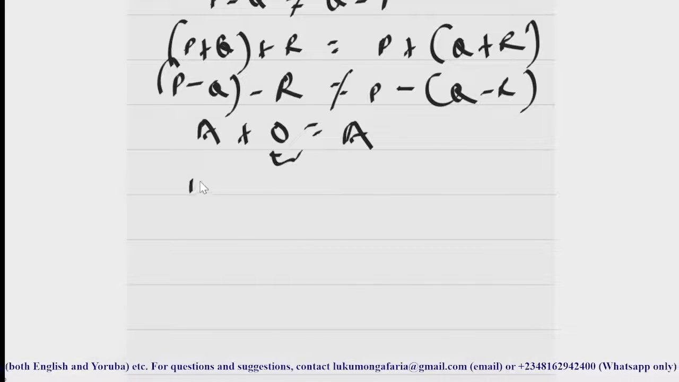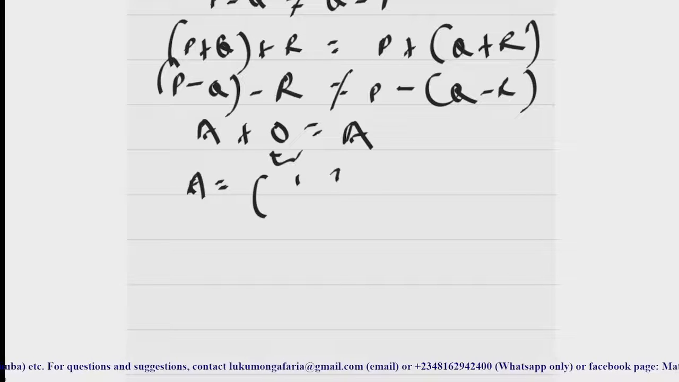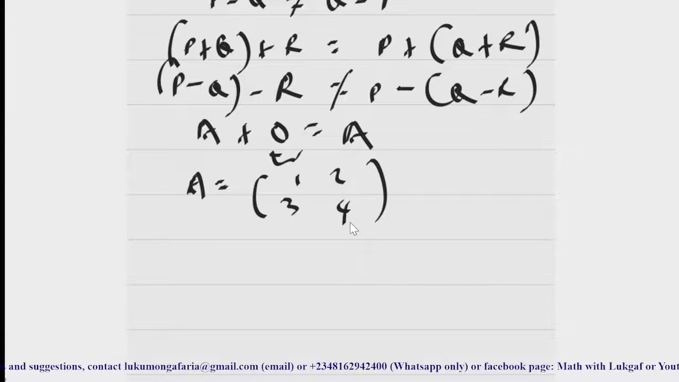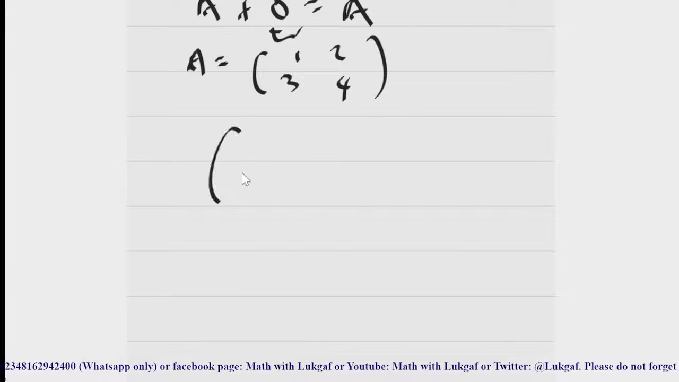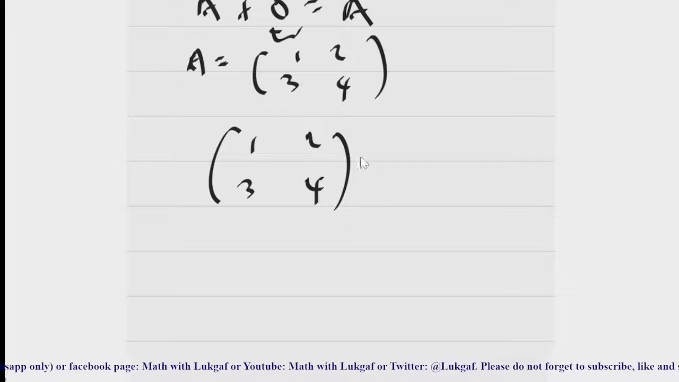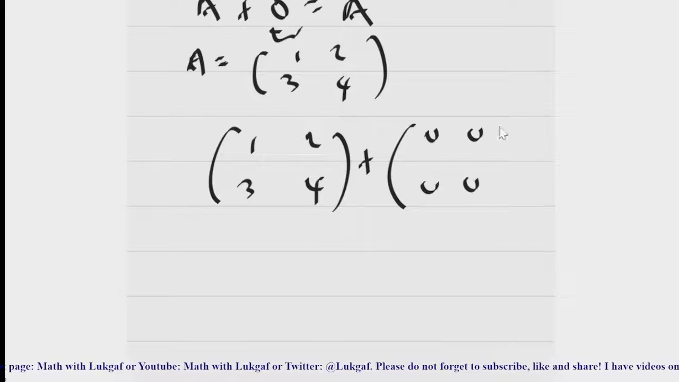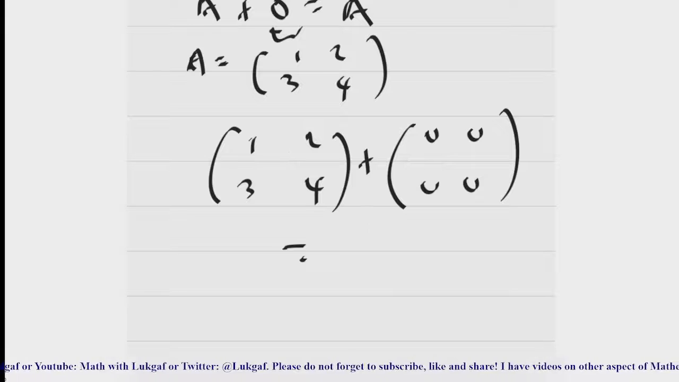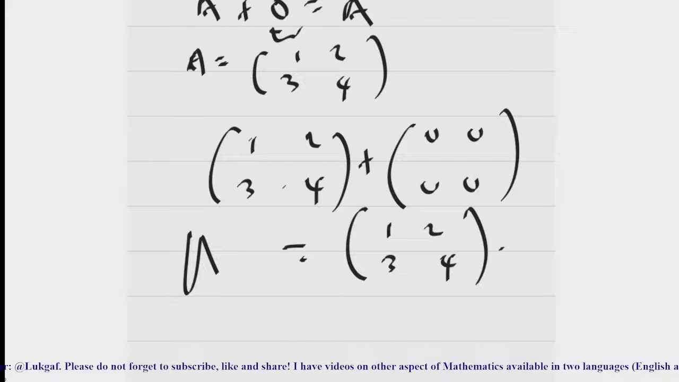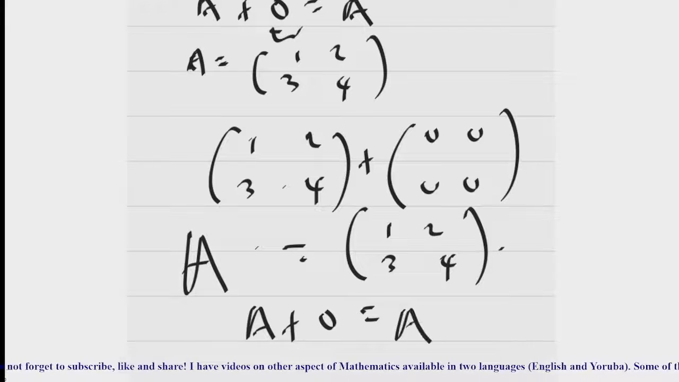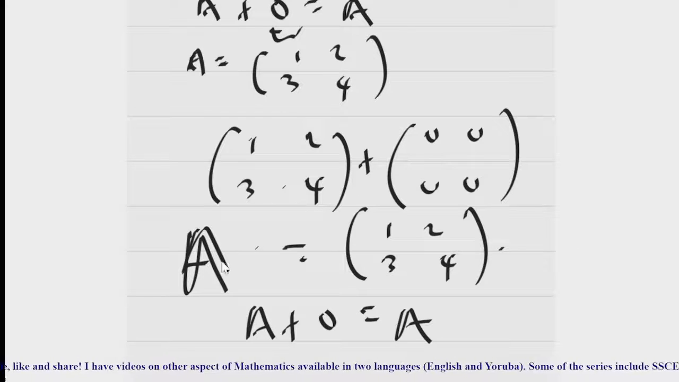Let's say my matrix A is 1, 2, 3, 4. What am I going to add to A to give me A back? It is 0. You understand now? In essence, 1, 2, 3, 4 plus 0, 0, 0, 0 is still going to give me 1 plus 0, 1, 2 plus 0, 2, 3 plus 0, 3, 4 plus 0, 4, which is the same thing as A. In essence, A plus 0 is equal to A, and the 0 matrix is an identity element under addition. Please, you have to take note of that.